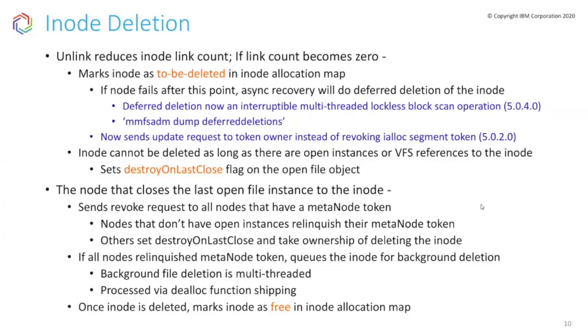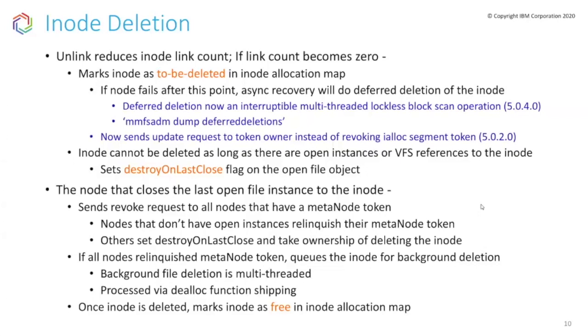Okay, this was the setting of the transitionary state, but we still have to wait for all of the references to go away. And what we do is we set a flag on the open file object that tells us, remember to delete this inode when this reference goes away. So the node that finally gets rid of all its active references to that file, and sees that this destroy on last close flag is set, now has the task of actually getting rid of the inode.